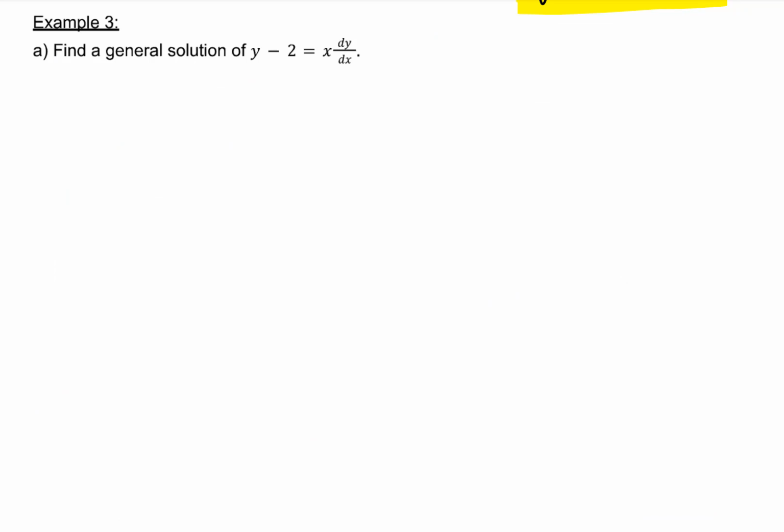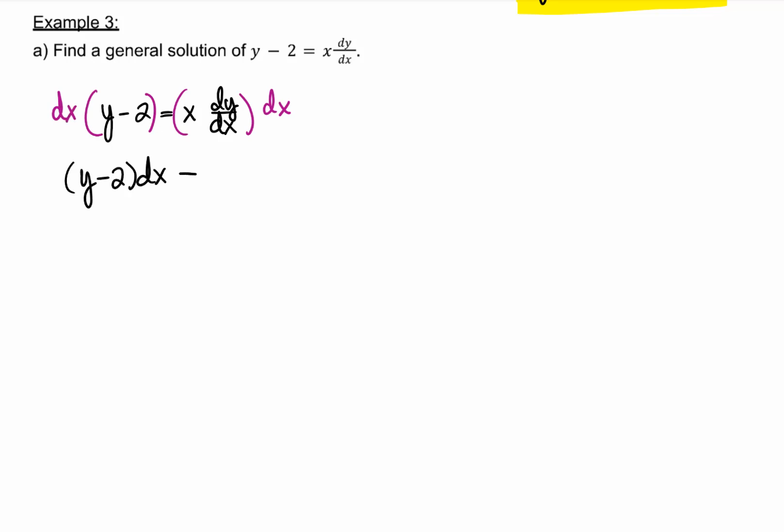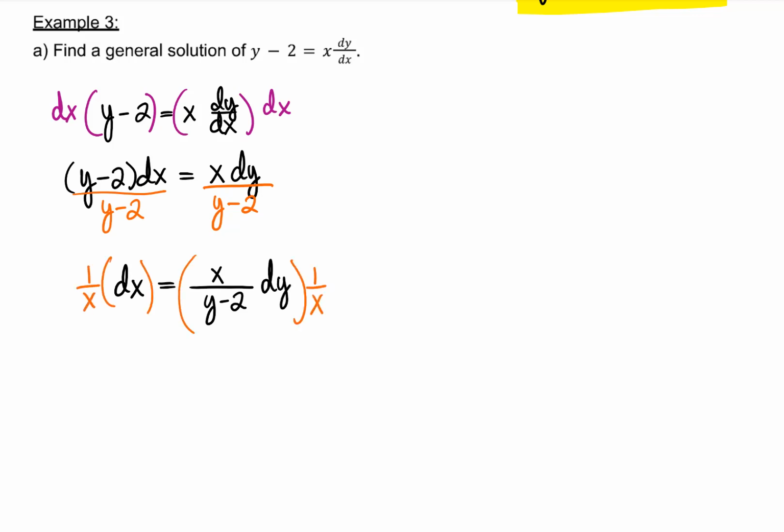First, we're going to find a general solution for example 3, and then a particular solution. Begin by multiplying both sides by dx. We're going to get the y's on one side and the x's on the other. Because our variables do not match, but we have products, we're going to need to divide both sides by y minus 2 and divide both sides by x. After successfully separating the variables, let's integrate both sides.